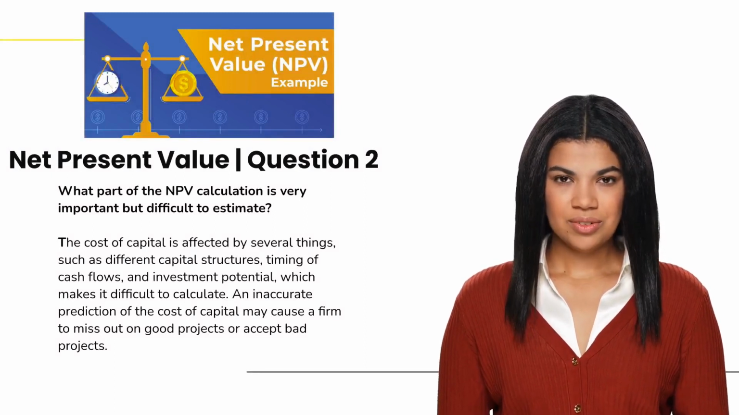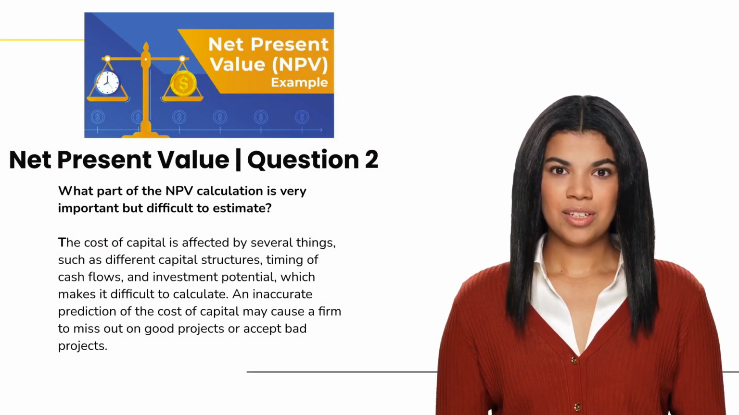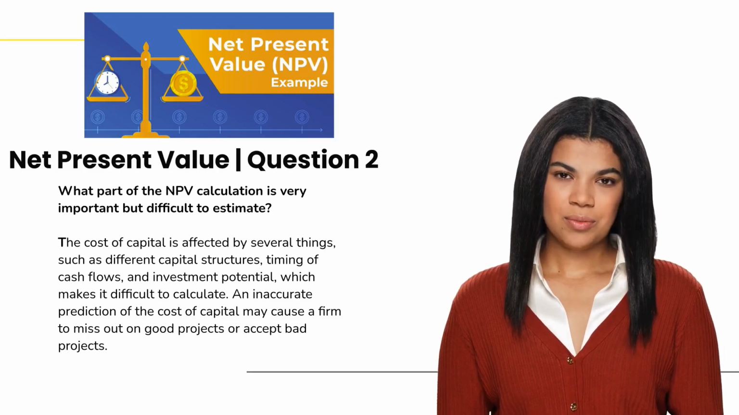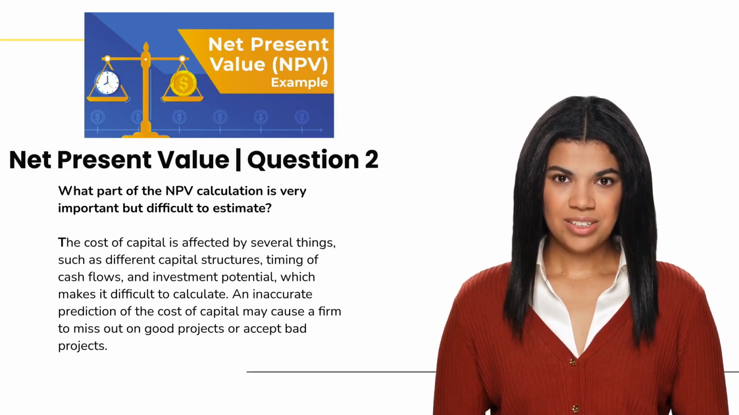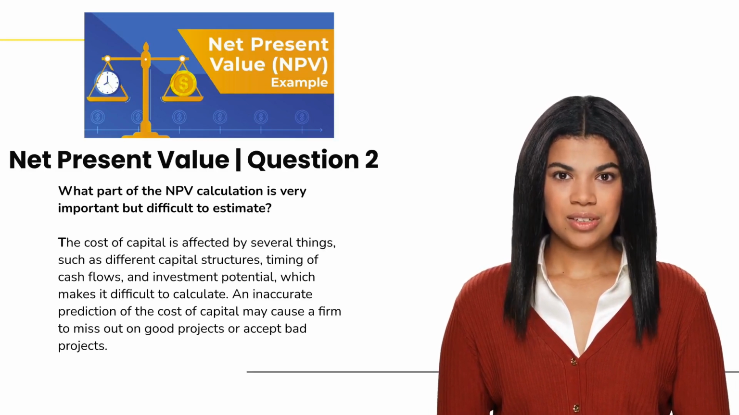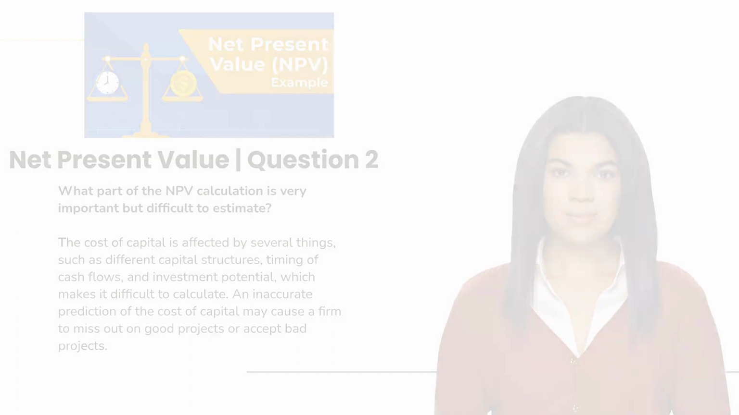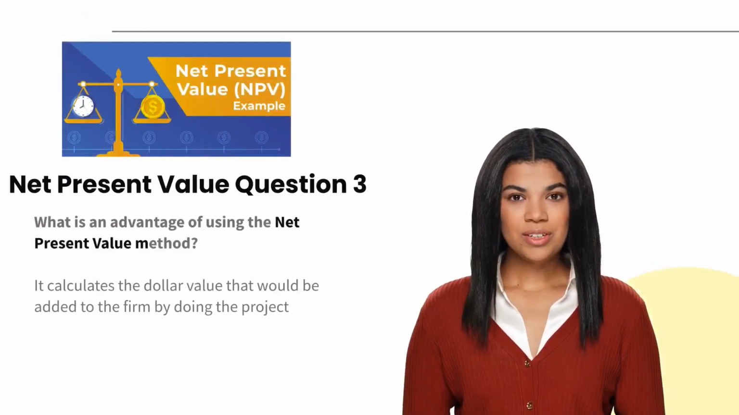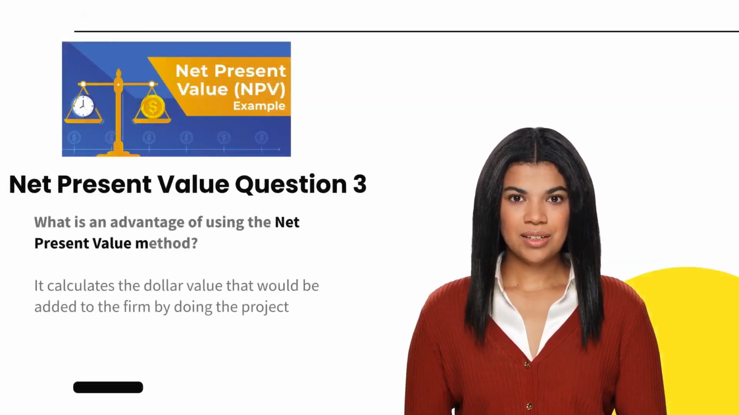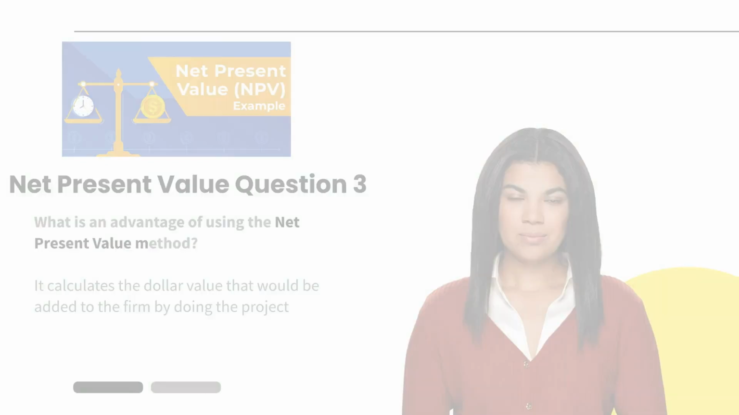The cost of capital is affected by several things, such as different capital structures, timing of cash flows, and investment potential, which makes it difficult to calculate. An inaccurate prediction of the cost of capital may cause a firm to miss out on good projects or accept bad projects. What is an advantage of using the NPV method? It calculates the dollar value that would be added to the firm by doing the project.